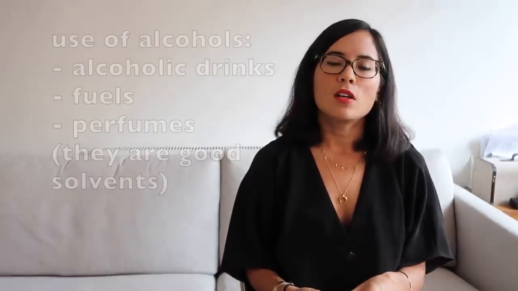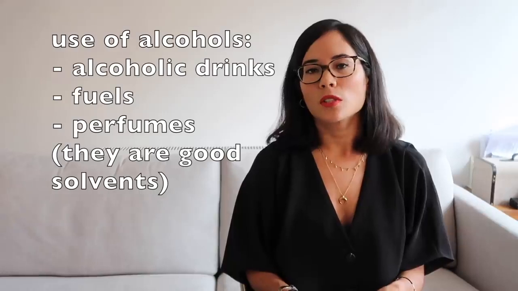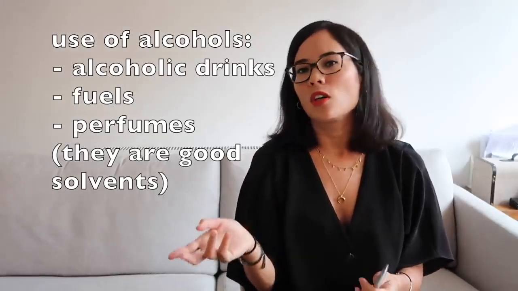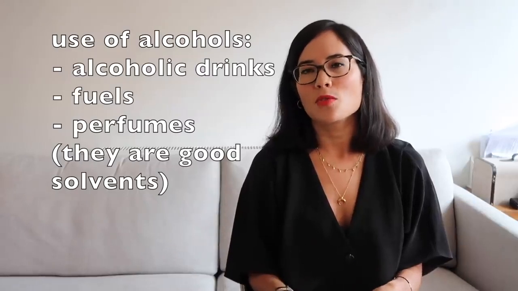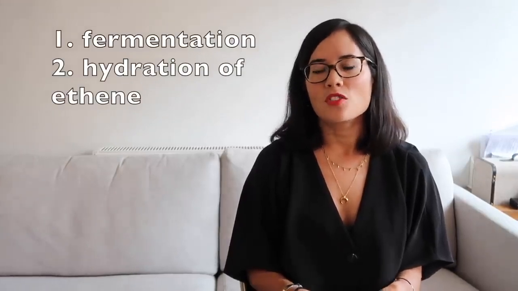Some uses of alcohol, aside from use in alcoholic drinks, they can also be used as good fuels and in perfumes, and sometimes you'll see on your perfume bottle it might say alcohol free, because many actual perfumes do contain alcohol. Looking now at the production of alcohol, we need to know the two main ways, which is fermentation and hydration of ethene. So we need to compare both of these methods for making alcohol.